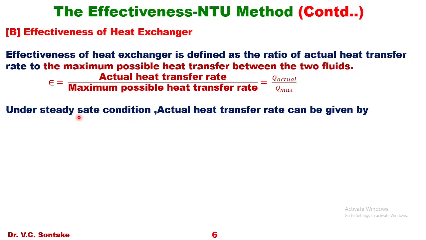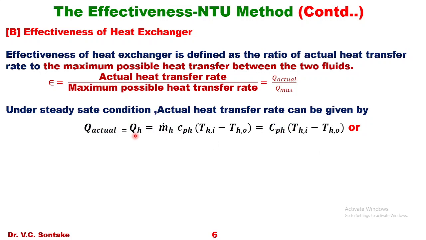In case of heat exchanger, under steady state condition, actual heat transfer rate Q actual is equal to the heat transfer rate given by hot fluid, which is m dot H Cph into Thi minus Tho, equal to capital Cph into Thi minus Tho, where capital Cph is the product of m dot H into small Cph. Small Cph is the specific heat of hot fluid. Actual rate of heat transfer can also be given as the heat transfer rate taken by cold fluid, Qc, equal to m dot C small Cpc into Tco minus Tci, equal to capital Cpc into Tco minus Tci. Capital Cpc is the heat capacity rate of cold fluid.